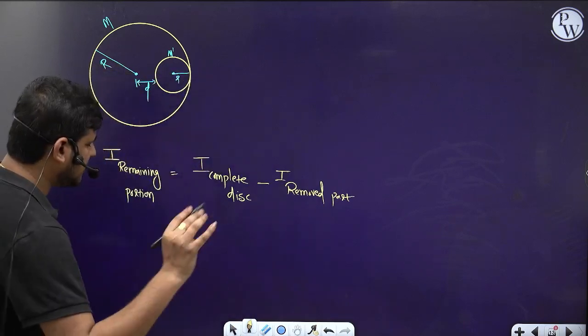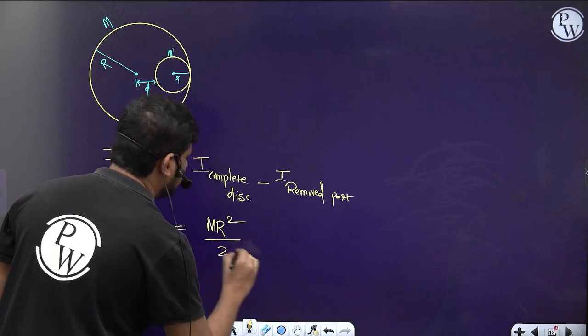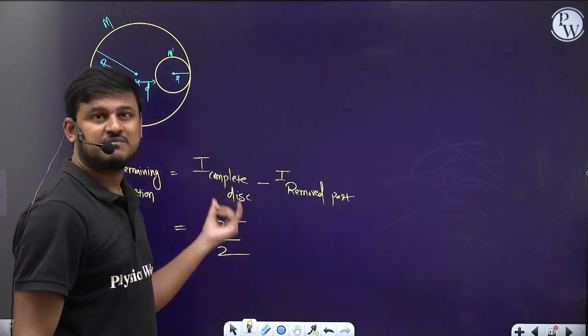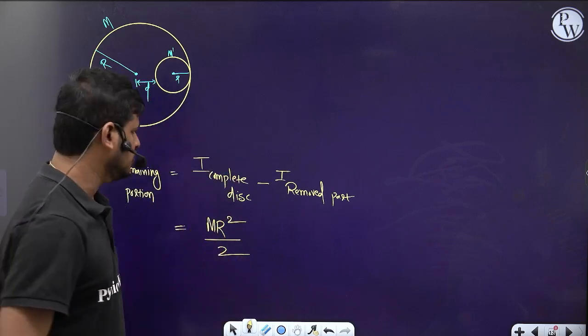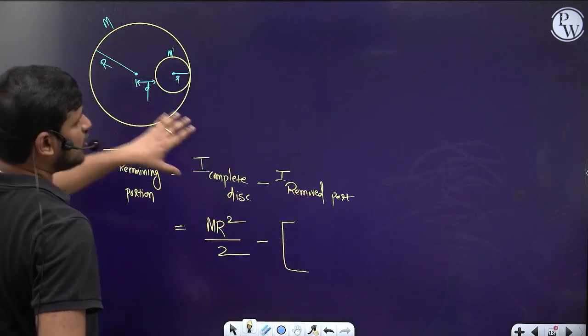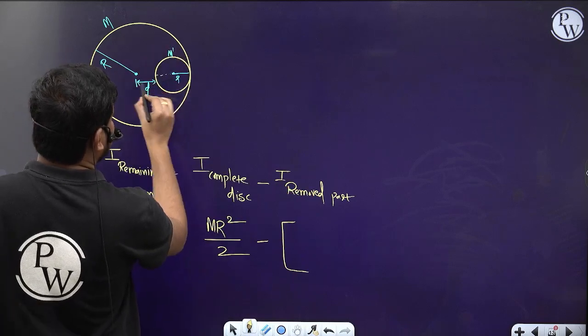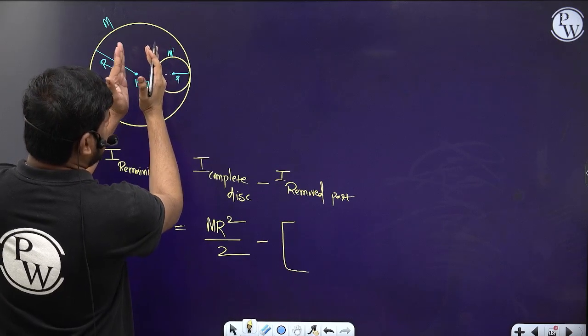So now understand carefully. This we already know, this is MR square by 2, the moment of inertia of the complete disk. So MR square by 2 minus... now how do you find the moment of inertia of this part? This part is at a distance d.